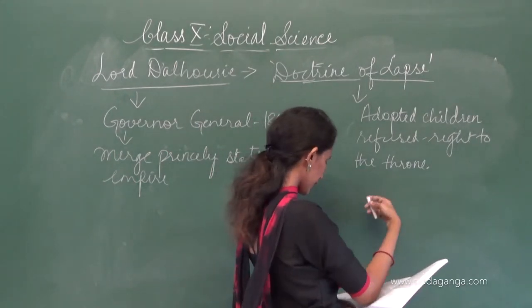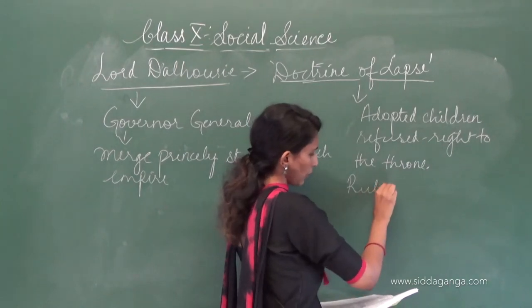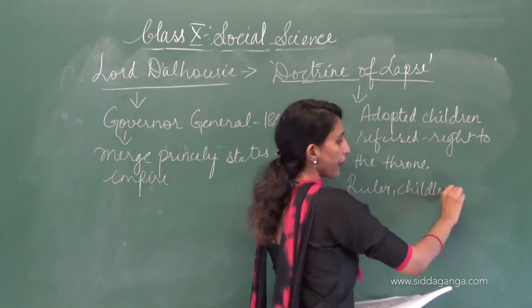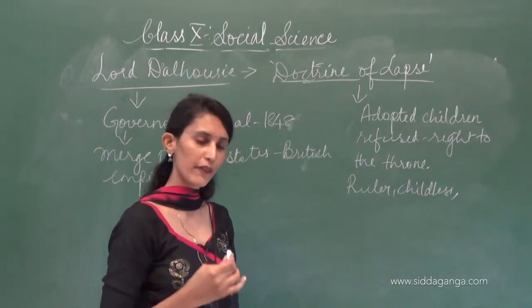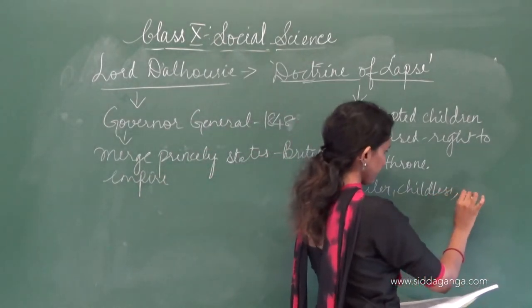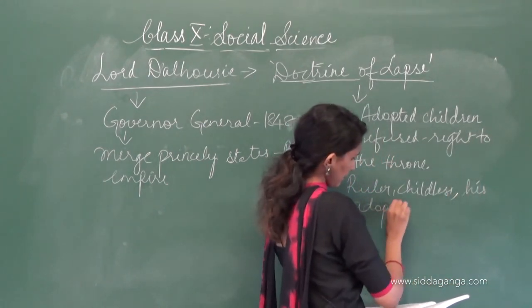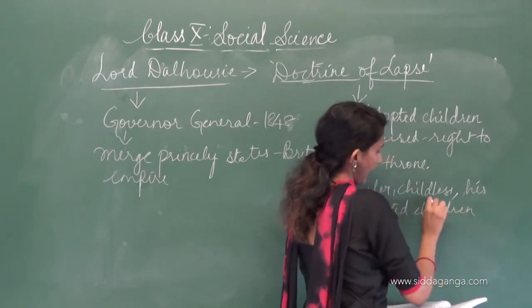In other words, if any ruler was childless, that means if the king didn't have any child, his adopted children had no right.